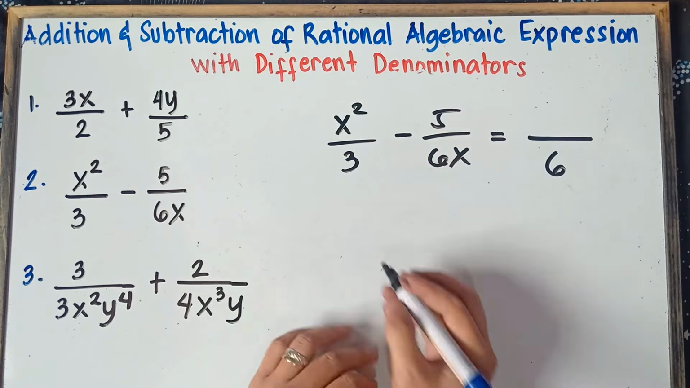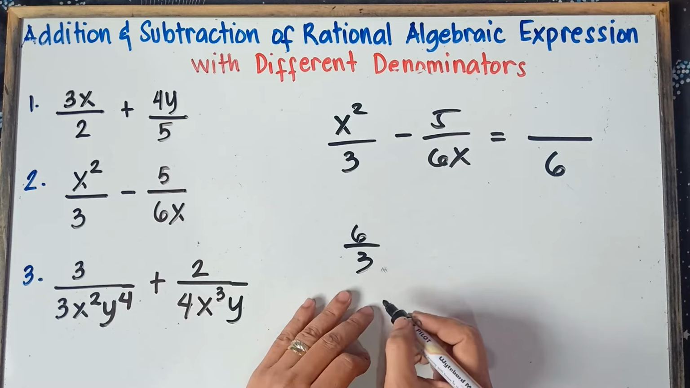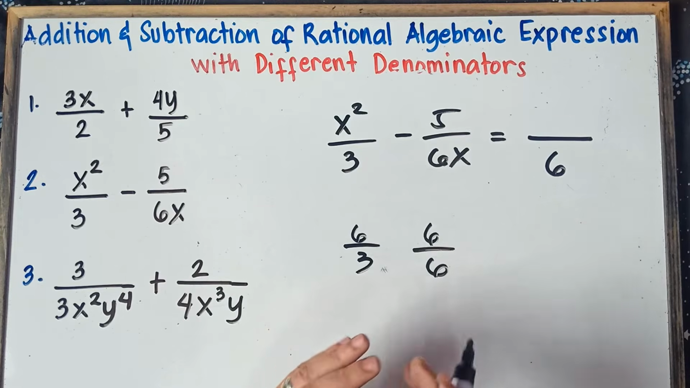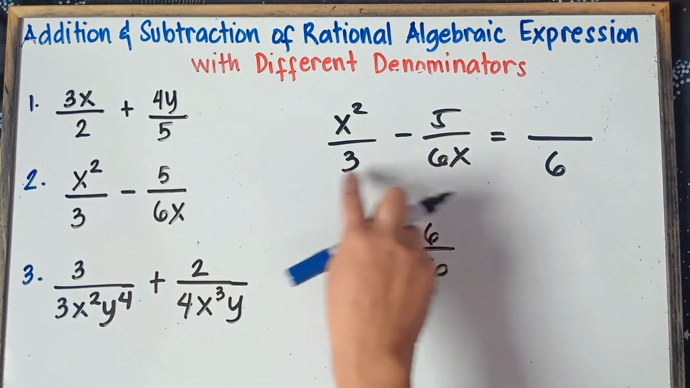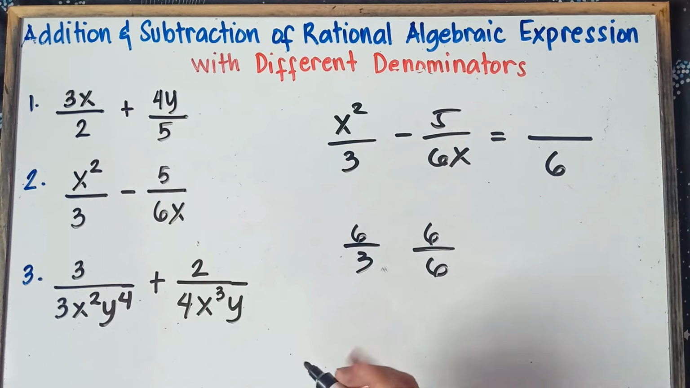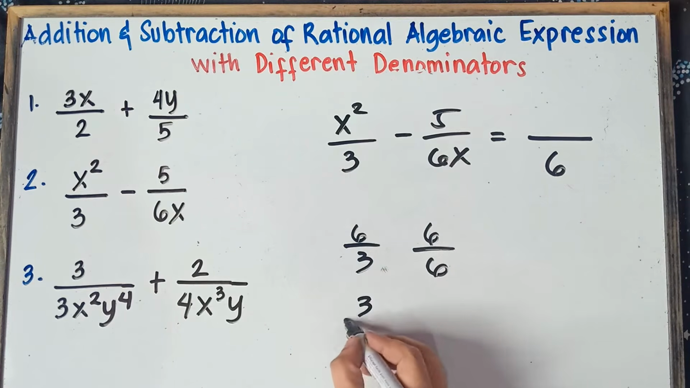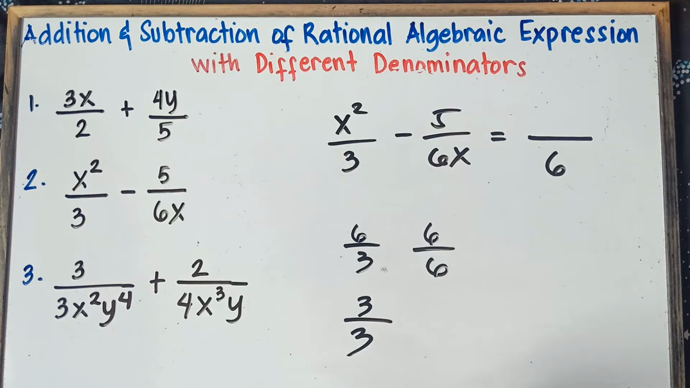Why is that, sir? Because we can divide 6 by 3. We can also divide 6 by 6. Once again, class, never choose 3. 3 is not the LCD of 3 and 6. Why is that, sir? If you choose 3, class, we can divide 3 by 3. But we can never divide 3 by 6. Once again, class, 3 divided by 6.